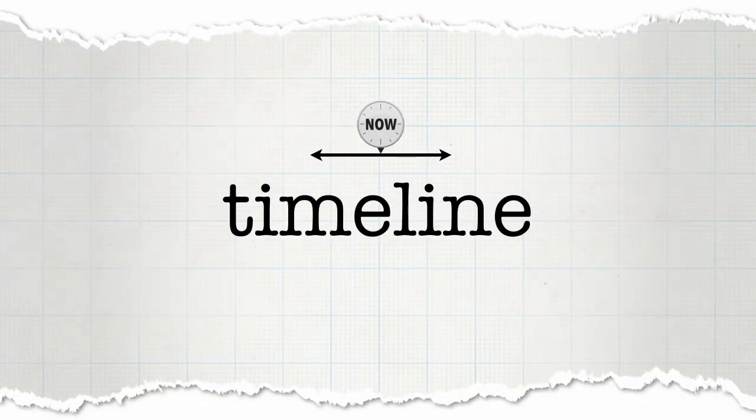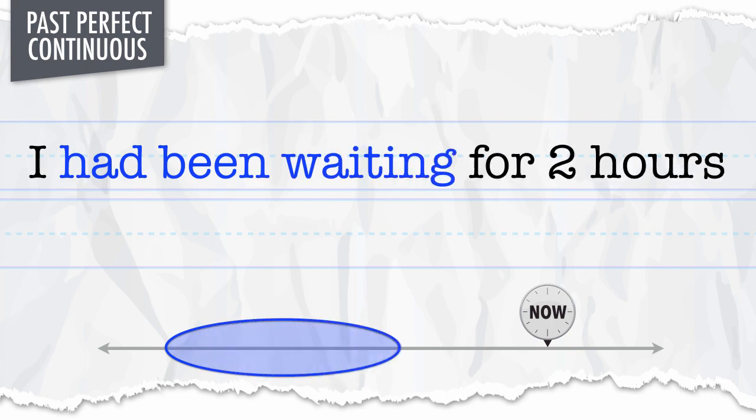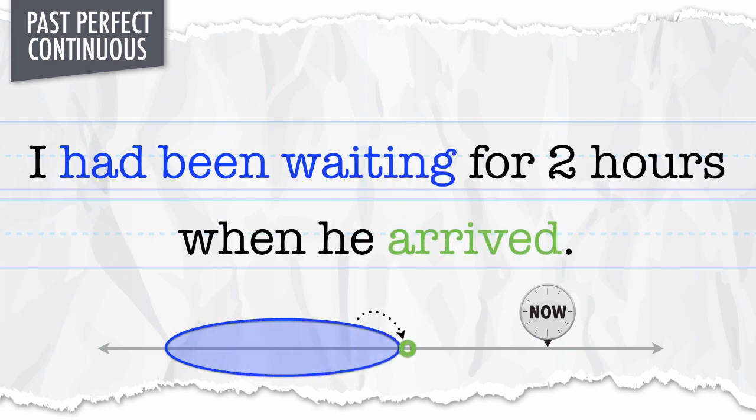You'll also learn the timeline for each tense. And this is helpful as you're explaining to your students. I had been waiting for 2 hours when he arrived. So in this timeline for past perfect continuous, we show the continuous event, I had been waiting, as the long circle, and arrived as the immediate event that interrupted it. If your students are visual learners, timelines will really help them grasp the difference between tenses, so it's important for you to practice them.